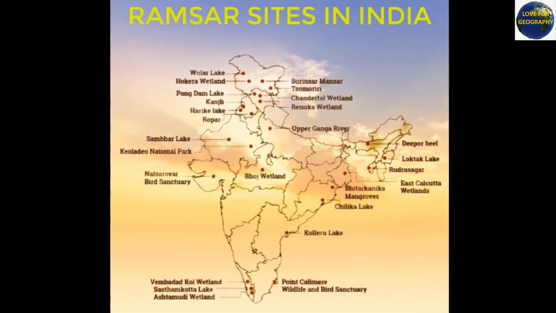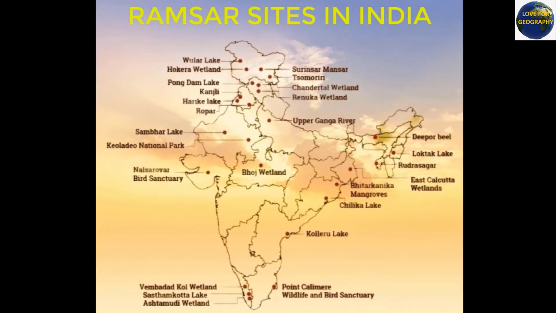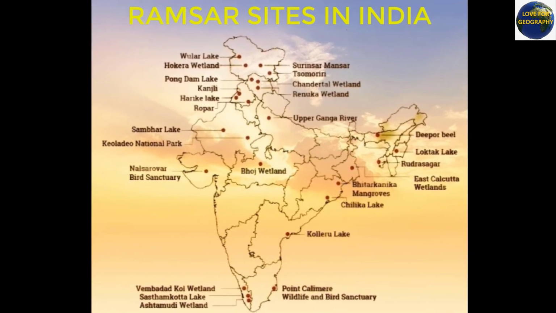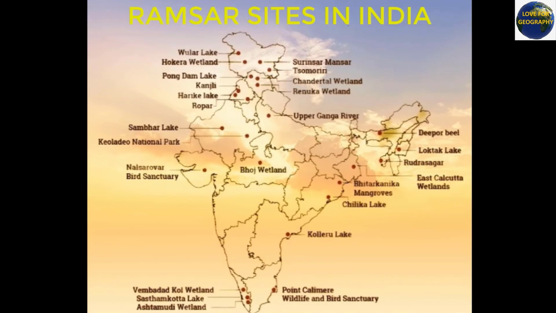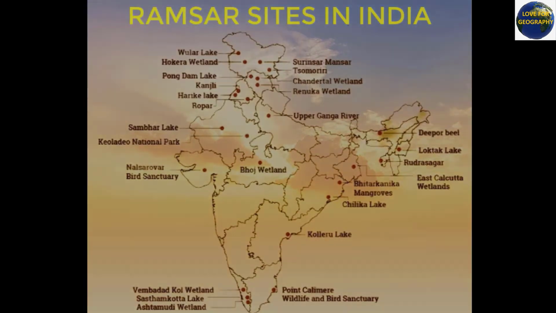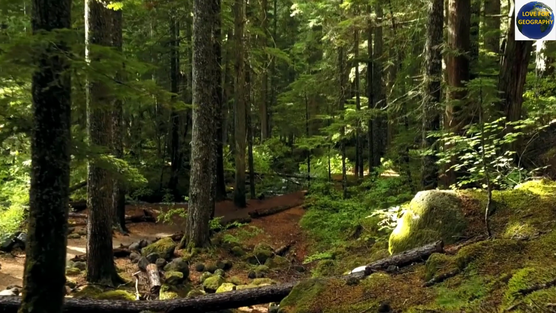There is one international treaty for the conservation and sustainable use of wetlands. It is also known as the Convention on Wetlands. It is named after the city of Ramsar in Iran, where the convention was signed in 1971. That's all about the natural vegetation in India.